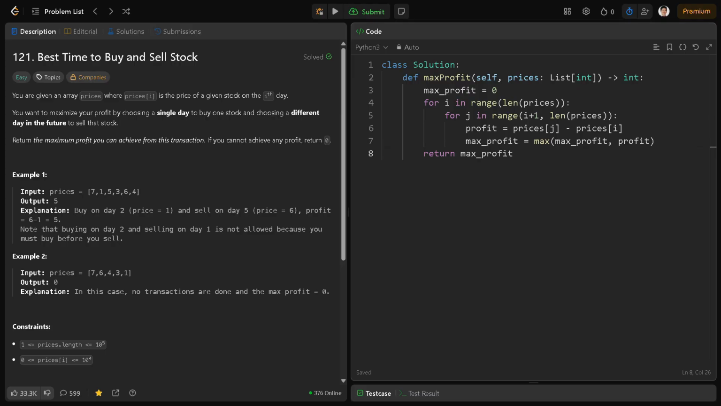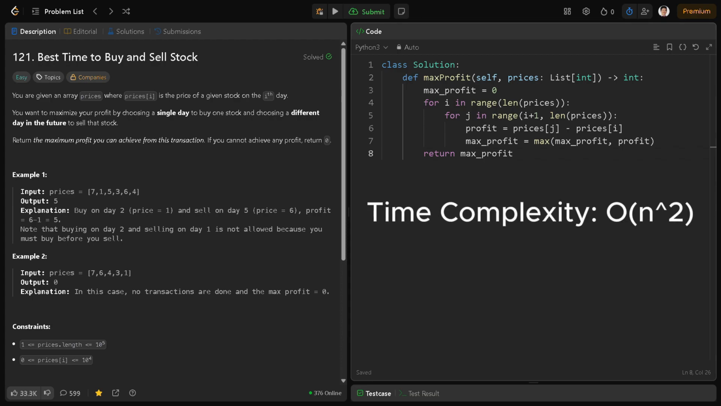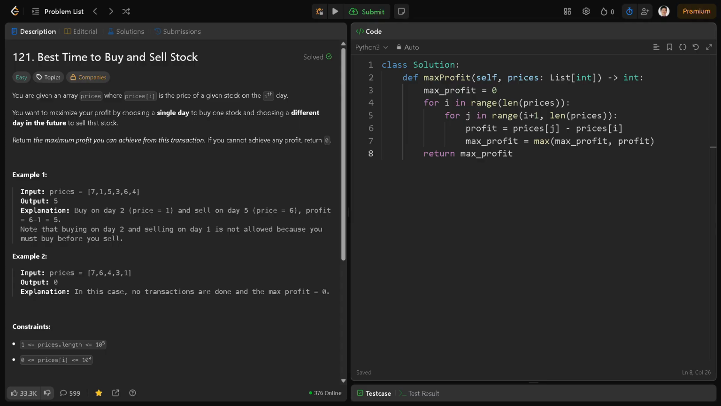This works, but it's very slow for big inputs because it checks every possible pair. That means it is O(n squared) time complexity. So now let's move on to the optimized solution, which is O(n) time complexity.